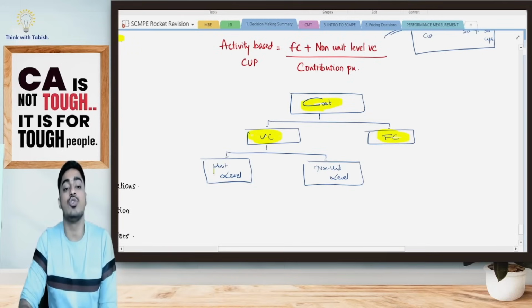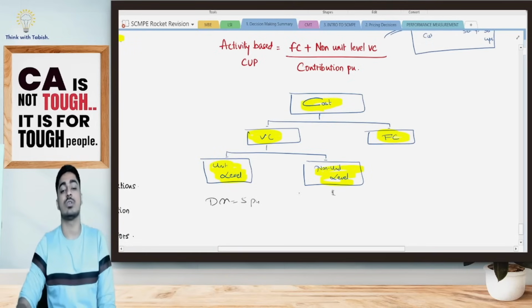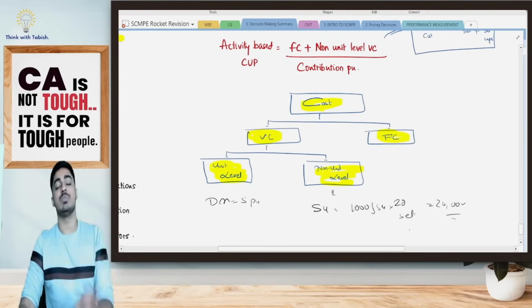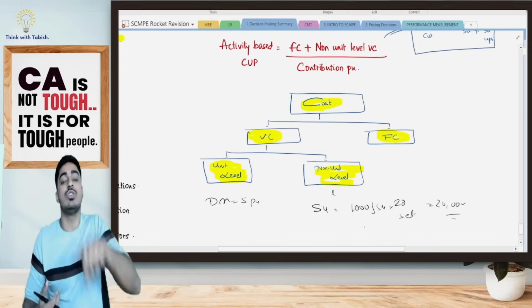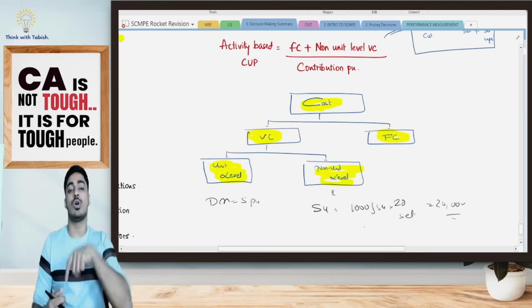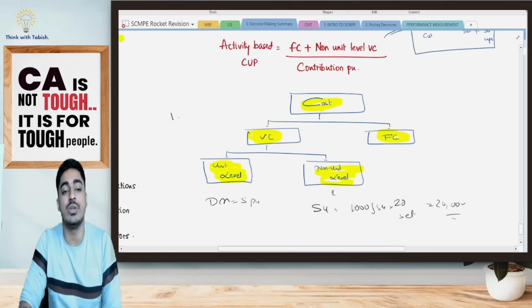Again, variable cost could be unit level variable cost, non-unit level variable cost. What is unit level variable cost? Direct material, 5 rupee per unit. Non-unit level variable cost. Say for example, setup cost. It is 1000 rupee per setup into, say for example, 20 setups, 20,000. Is it variable? Yes, it is variable. More setup means more cost. However, is it variable based on units? No, it is not variable based on units. Now, if I sell 1 unit, what cost can I recover? Suppose I'm selling 1 unit at 10 rupees.